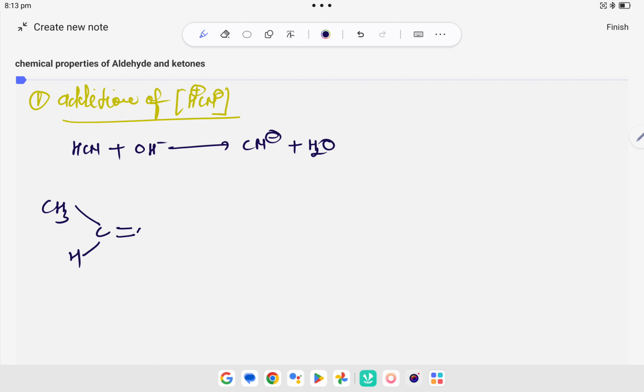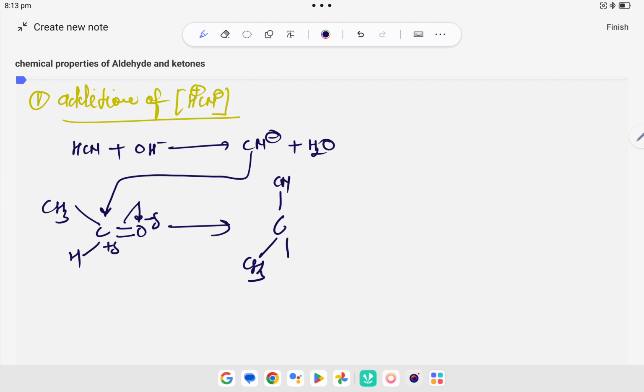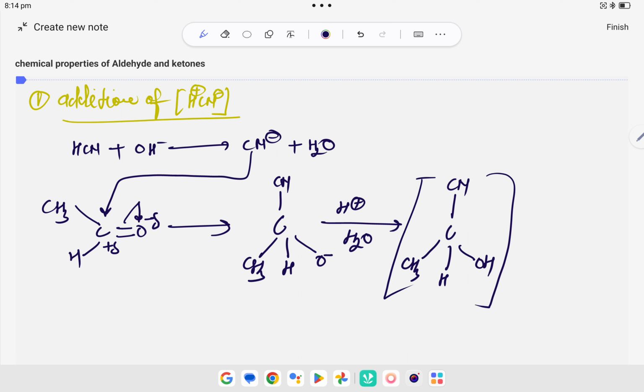Now check the carbonyl compound: here hydrogen, double bond oxygen. Because of electronegativity, there is partial negative and partial positive, then the nucleophile comes and attaches to the carbon, and we get carbon with CN, CH3, H, and oxygen negative. Then simple protonation: in the presence of water, it gets H plus and is converted into CN, CH3, H, and OH. This kind of species is known as cyanohydrin. Cyanohydrin formation is done.